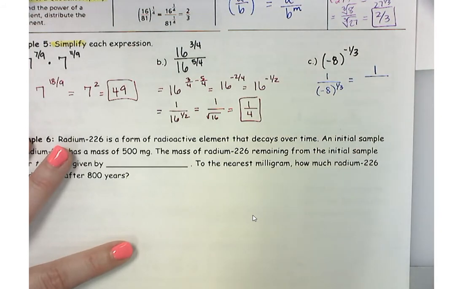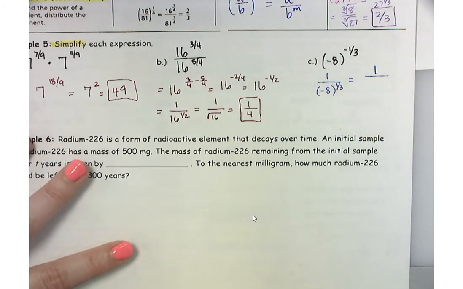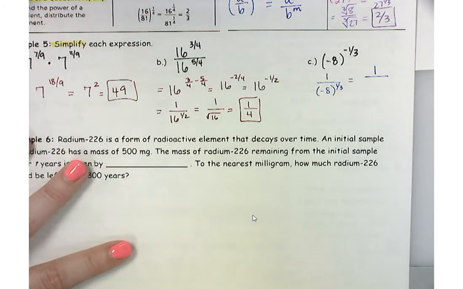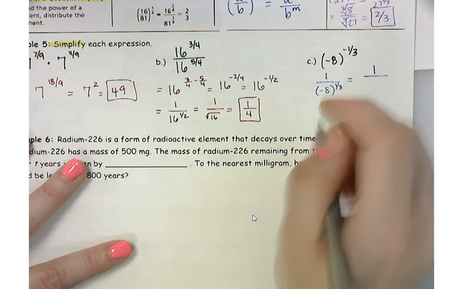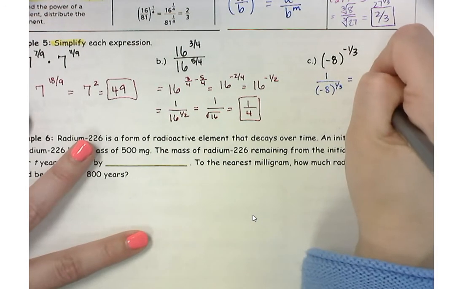So if the power is 1 over 3, it's the cube root of negative 8. Yep, so negative 8. That's okay, we just gotta practice. We just gotta practice saying it.